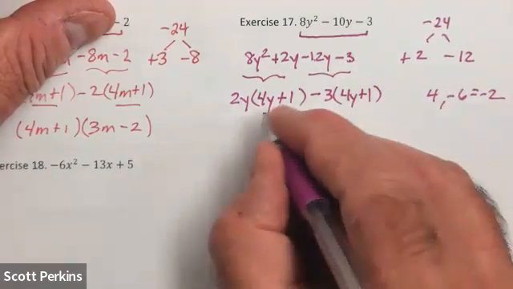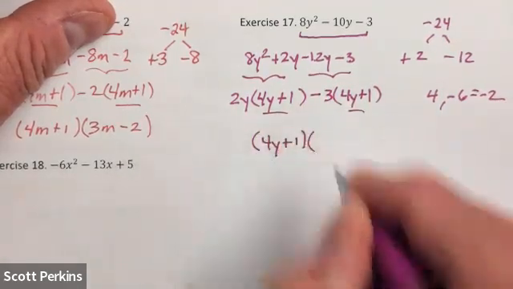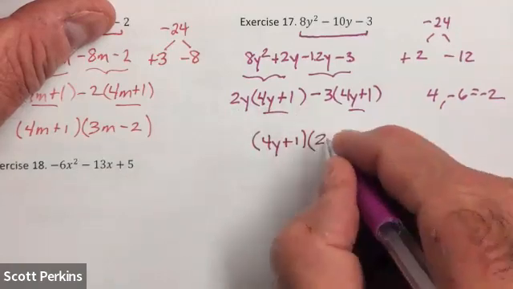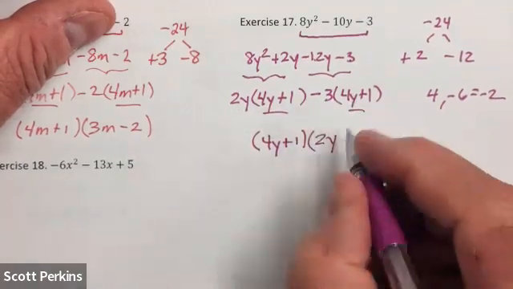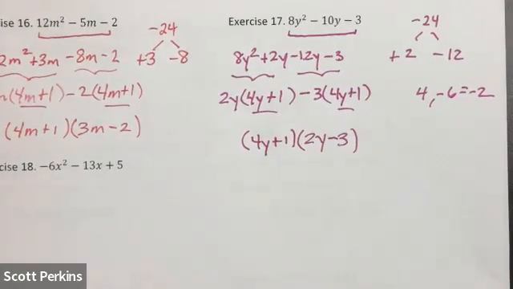The grouping worked. I've got a 4y plus 1 in common to both of those. From the first term, 2y is left over. From the second term, a -3 is left over. And there's my two factors.